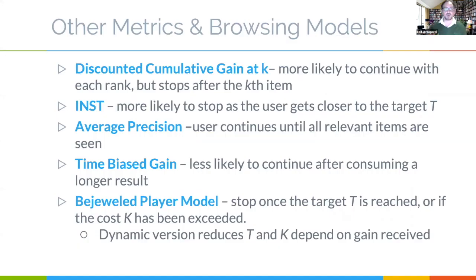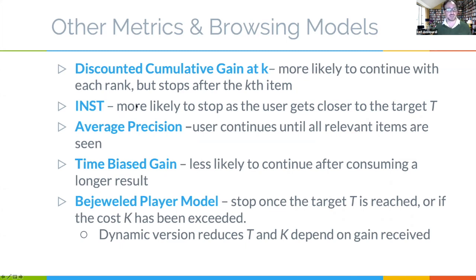So the different types of browsing models, like I've alluded to already, each of the different metrics that you may be familiar with, like discounted cumulative gain, the continuation function actually increases if you are at rank 1 and then you move to rank 2. If you're at rank 2, you have a higher probability of then moving to rank 3. And if you're at rank 3, you have a higher probability than previously of then moving to rank 4, and so on until you get to your kth point, in which case you stop.